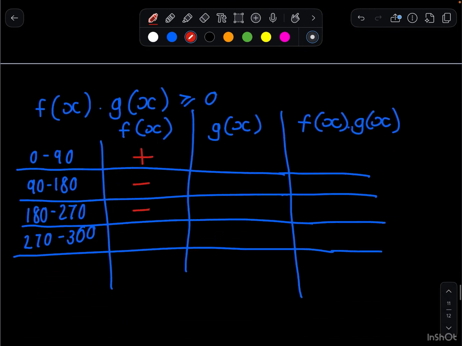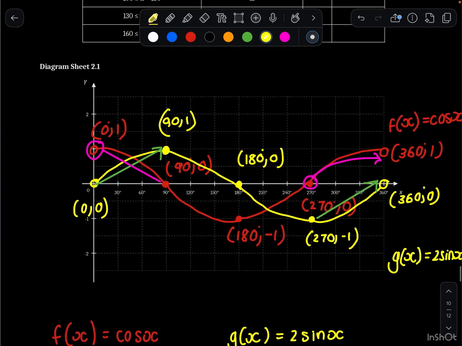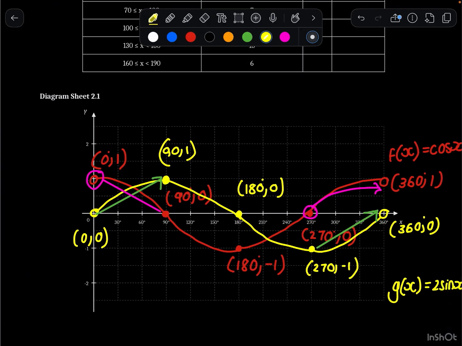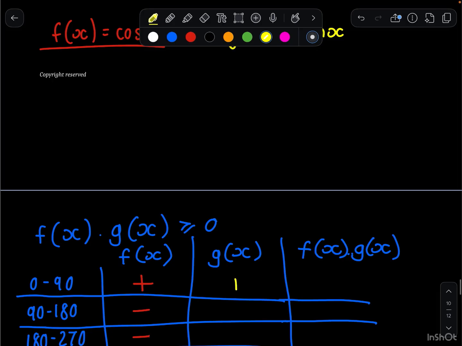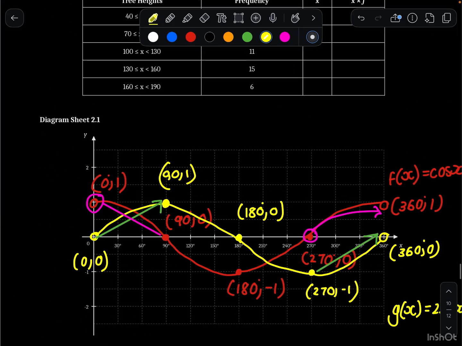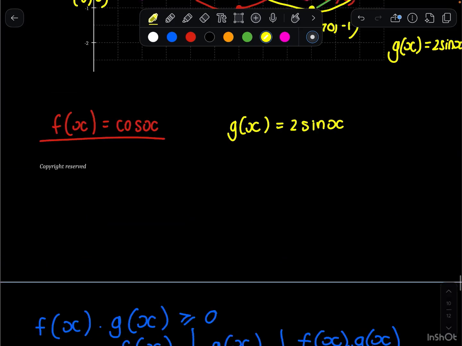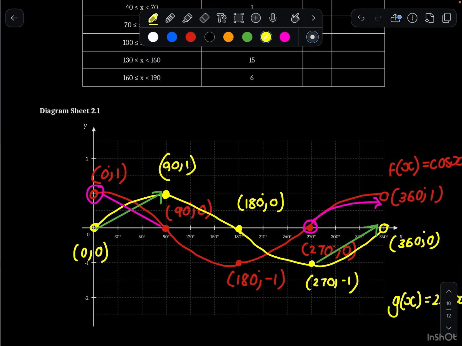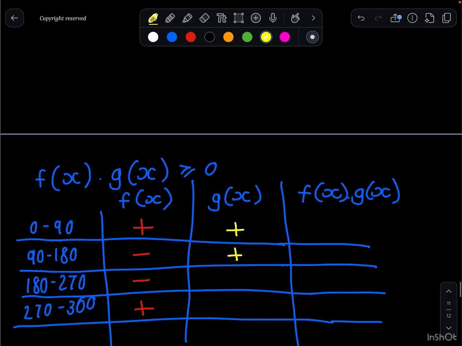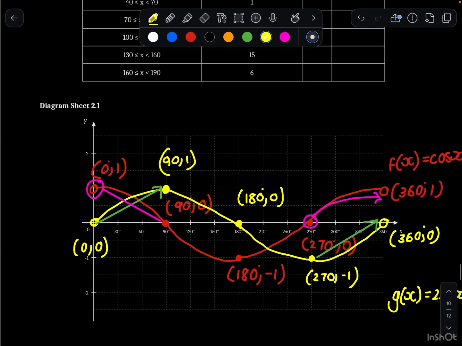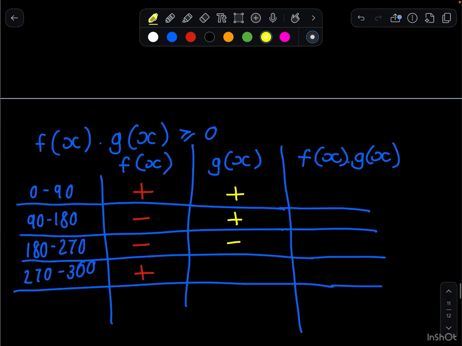Let's look at g of x. So 0 to 90, it's positive. 90 to 180, it's positive. 180 to 270 is negative. And 270 to 360 is negative. And then we just multiply these.